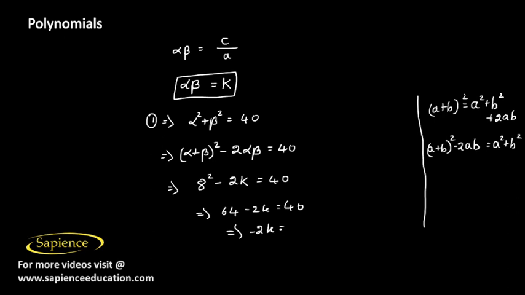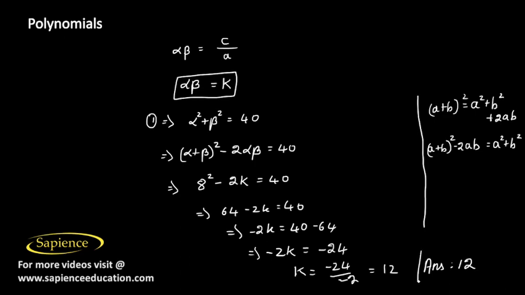Minus 2k is equal to, taking 64 to the left hand side, 40 minus 64. Minus 2k is equal to 40 minus 64, which will be minus 24. k is equal to minus 24 by minus 2, which will be 12. The answer to this question is 12, or k is equal to 12.